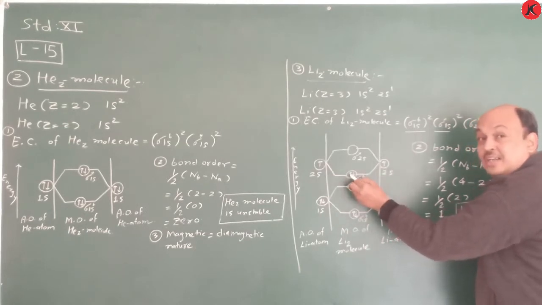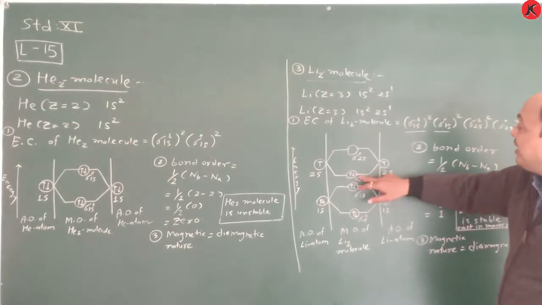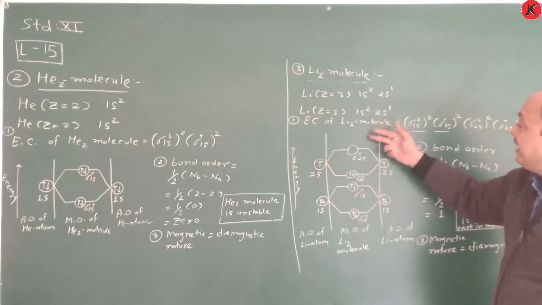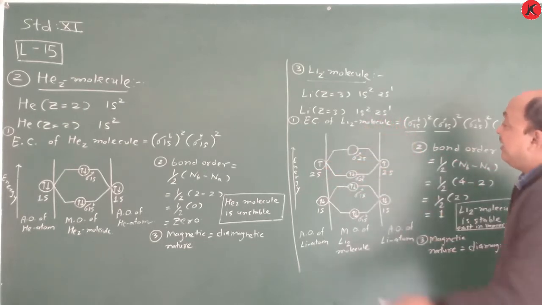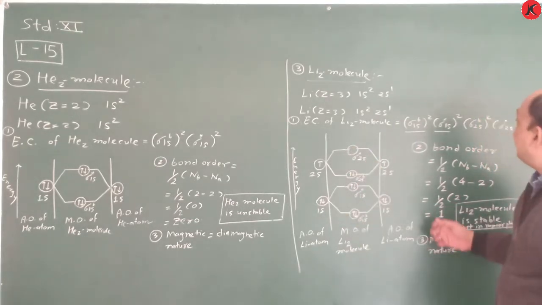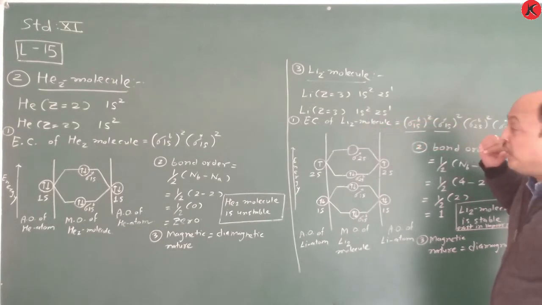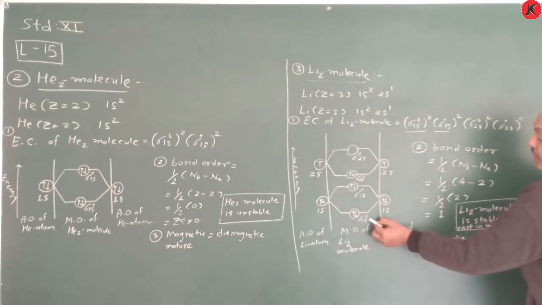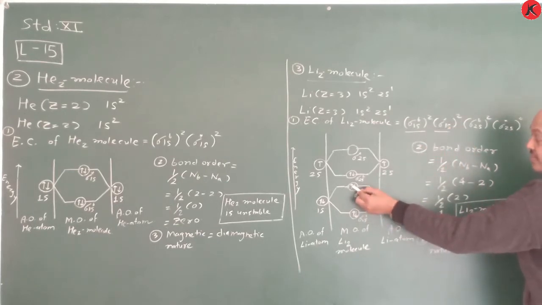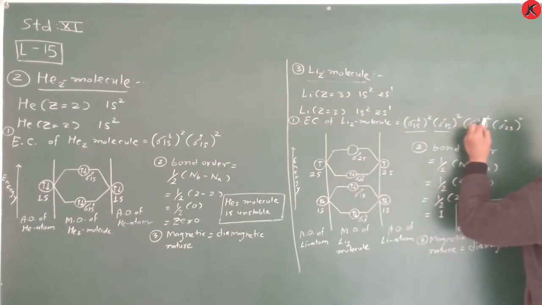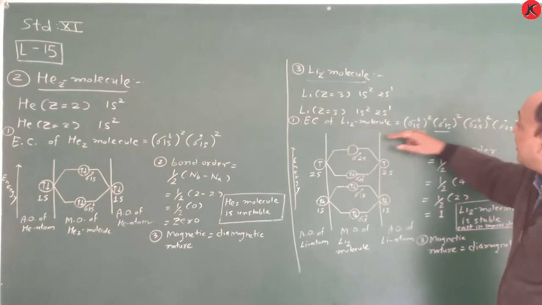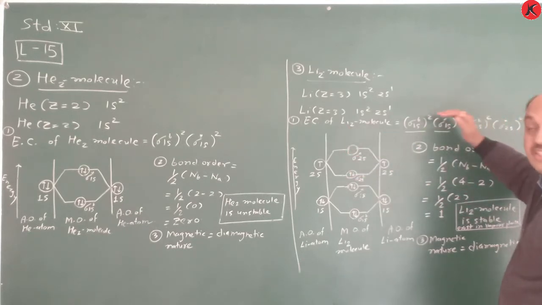First of all, electrons enter the lower energy orbital, that is the BMO, and once it is completely filled, the remaining electron goes to the higher energy anti-bonding molecular orbital. So according to this, the electronic configuration of the Li2 molecule is sigma 1s 2, sigma star 1s 2, then sigma 2s 2, sigma star 2s 0, there is no electron. So this is the electronic configuration of the Li2 molecule.